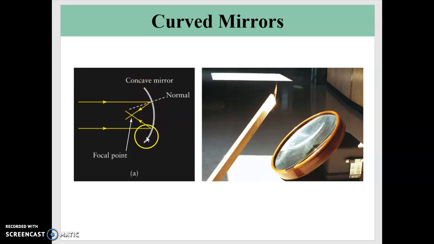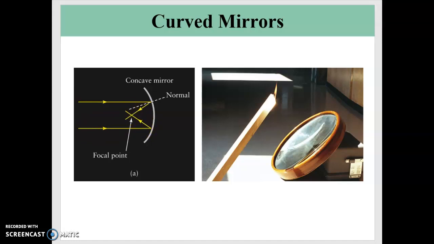So for the moment, we're going to assume that these curved mirrors are actually part of spheres, okay? So we would call these a spherical mirror. And when we have the bowl-shaped part of the mirror, which is doing the reflecting, then the rays are going to get reflected, and they're going to get reflected toward this common point. Now, why does this happen?